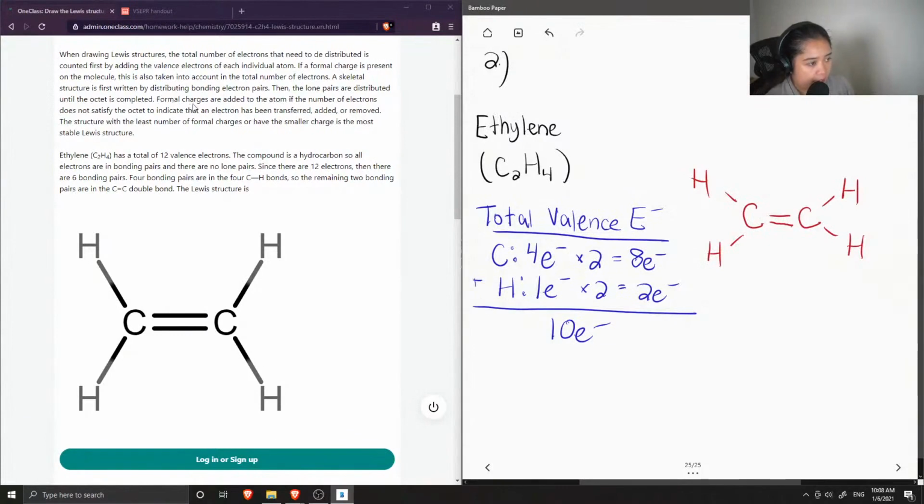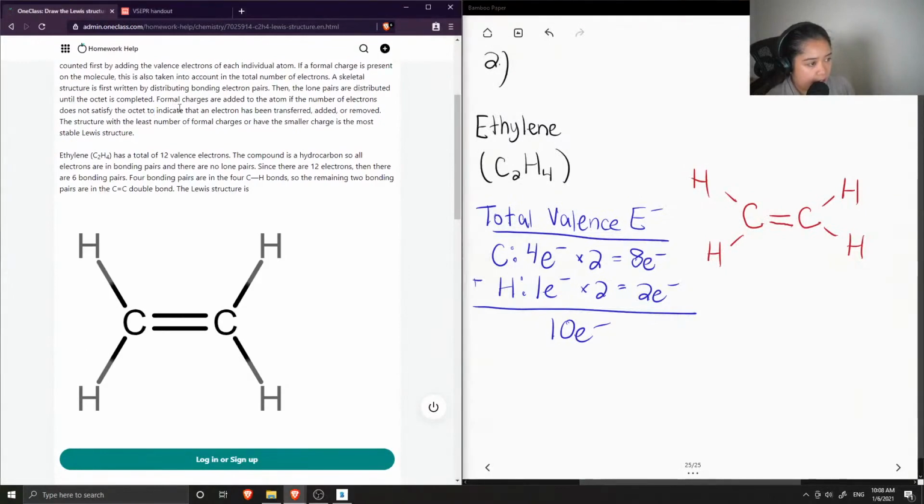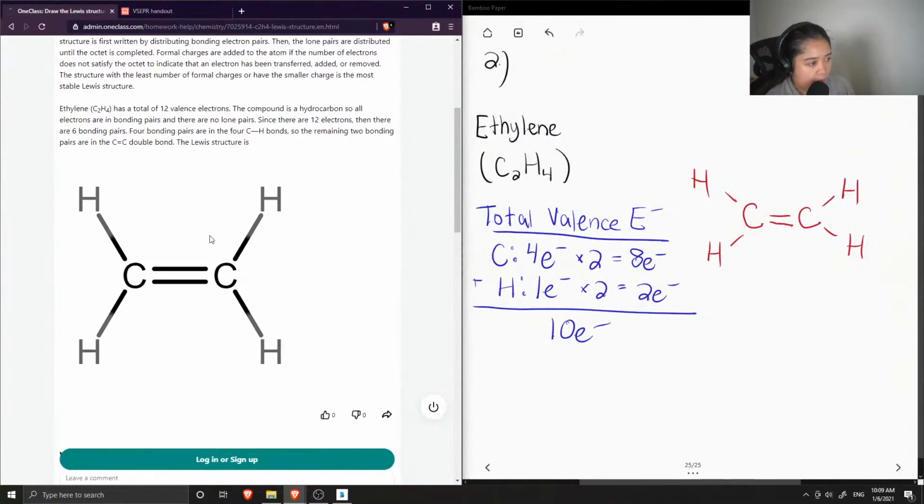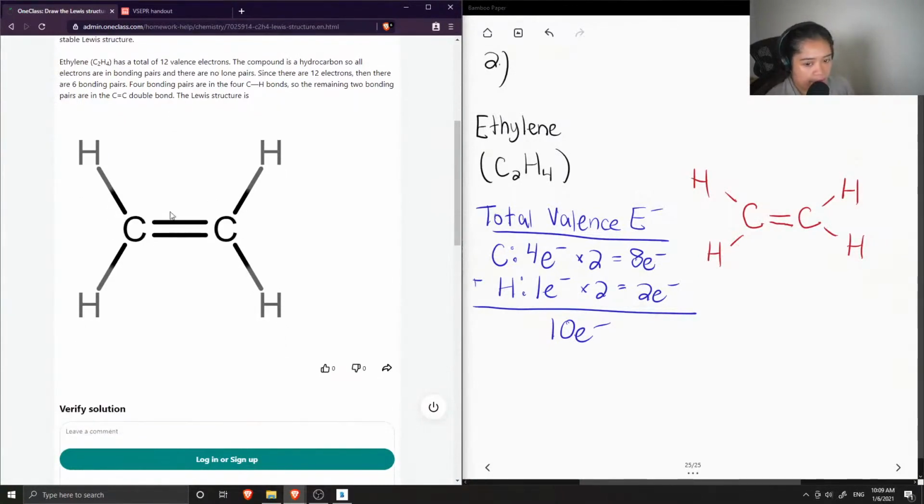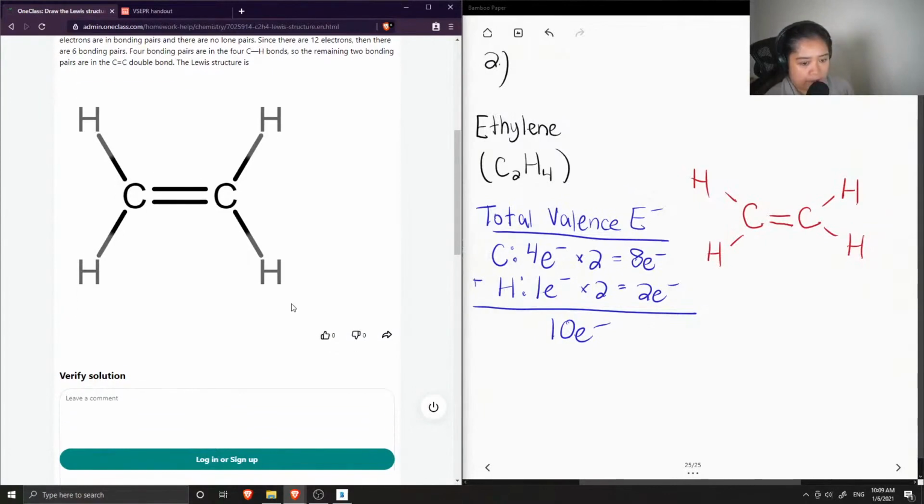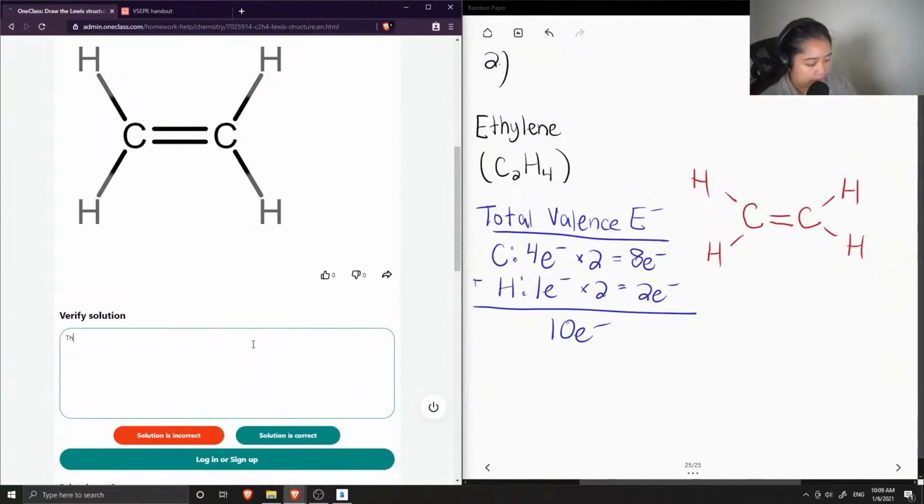Formal charges are added to the atom if the number of electrons does not satisfy the octet to indicate that an electron has been transferred, added, or removed. The structure with the least number of formal charges or the smaller charge is the most stable Lewis structure. Okay, so let's see the Lewis structure that they have. We have the carbons that now have a full octet with a double bond, and all of the hydrogens are attached as single bonds. So this solution is correct.